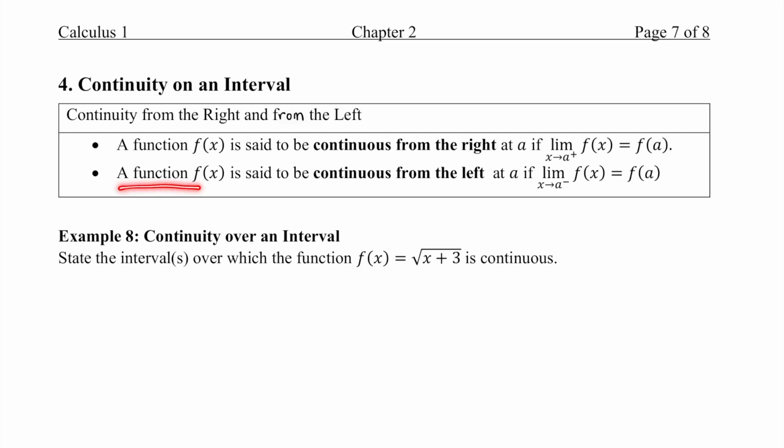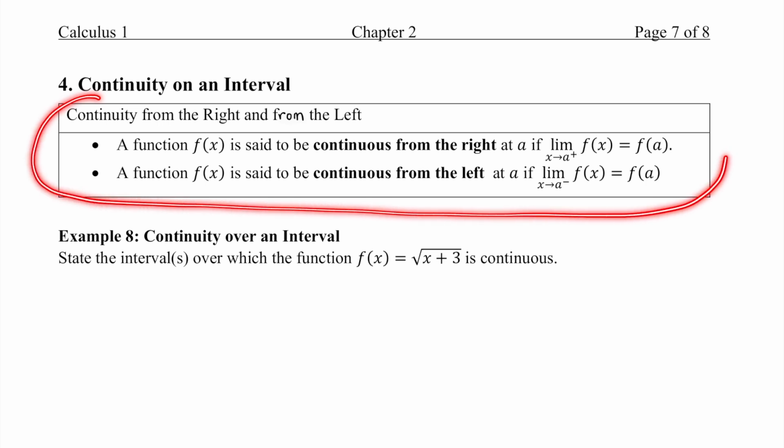A function is continuous from the left at a if the left-hand limit equals the function value. This means when x approaches a from the left side, the function values approach f of a. These ideas are useful when we work with endpoints of intervals, because sometimes we can only approach a point from one side.